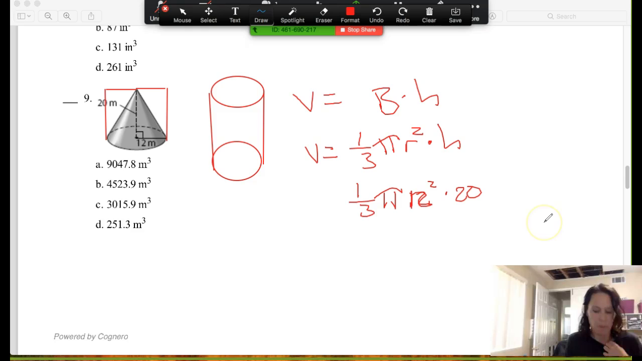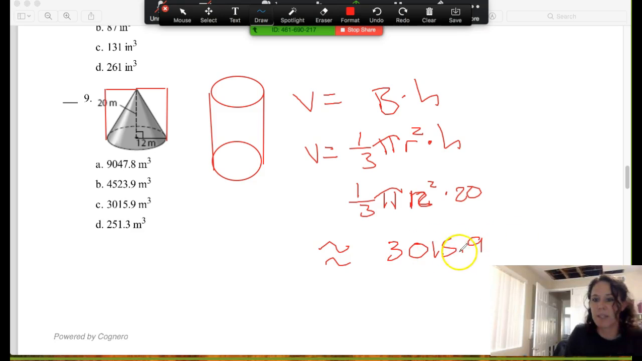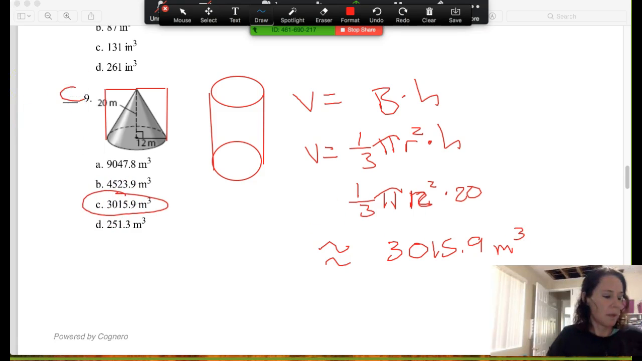Now this is a calculator problem, so I'm just going to go 12 times 12 is 144 times 20, and then I'm going to multiply that by pi, and then I'm going to divide that by 3. And that's going to be approximately 3015.92. And if I round that to 1 decimal place, the 92 will just round the 9. So 3015.9. And that will be meters cubed because that was meters, and I cubed it. So there's meters cubed for volume. And it's C. Lots of C.